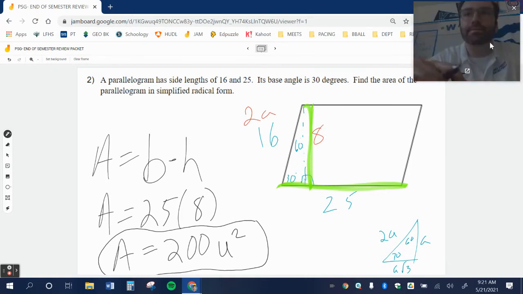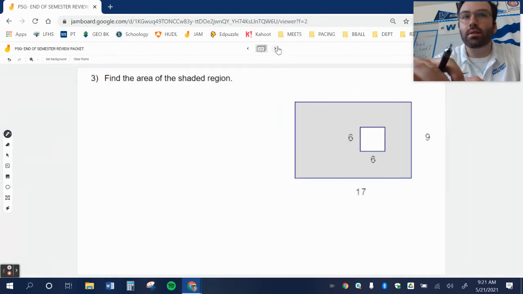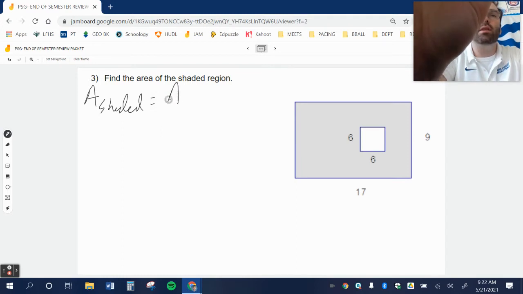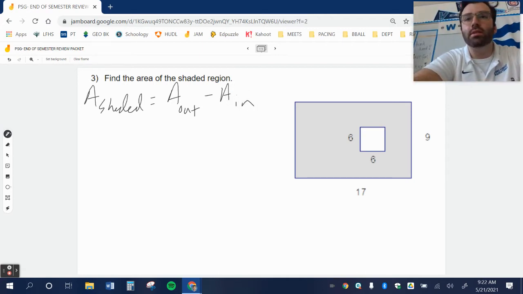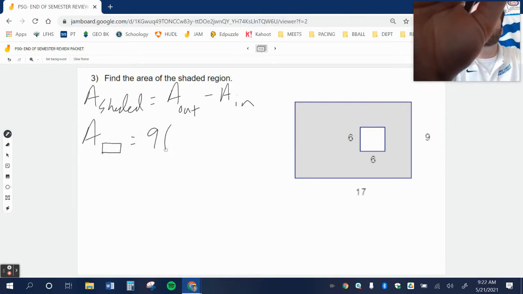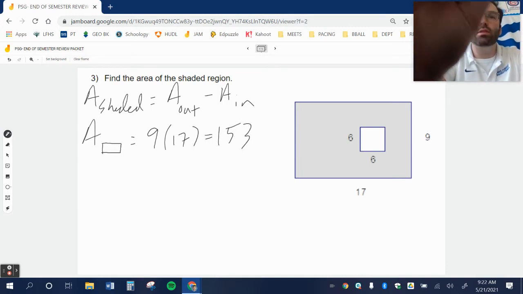All right, I'll keep going. Number three, find the area of the shaded region. In order to find the area of the shaded region, the area of the shaded region equals the area of the outer shape minus the area of the inner shape. Out minus in. Our outside shape is a rectangle, so the area of the rectangle equals 9 times 17, base times height, which is 153.